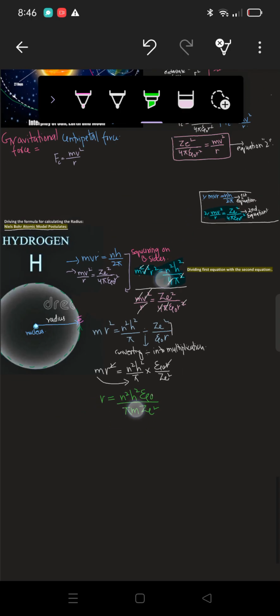But the best thing is to learn this derivation, since if they ask you to change the charge, or if the mass is double that of the electron, or triple that of the electron, then what are you going to do? Because there would be a constant there instead. That's why you need to learn this derivation.